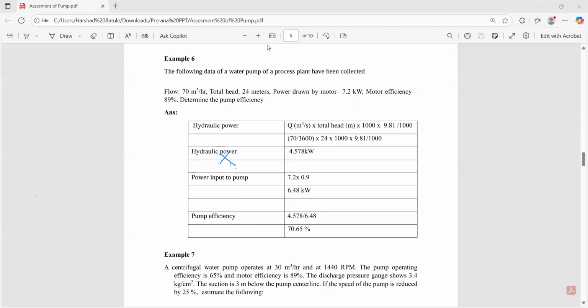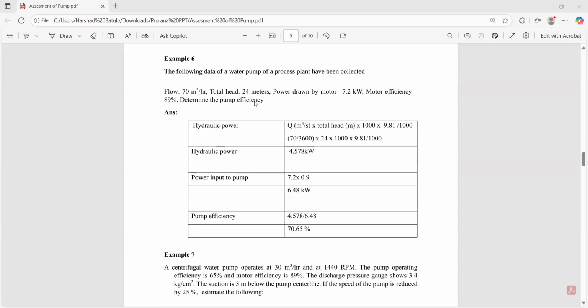Next example. The following data of a water pump in a process plant have been collected. Flow is 70 m cube per hour. Total head is 24 meters. Power drawn by the motor is 7.2 kilowatts. Motor efficiency is 89%. Determine the pumping efficiency.